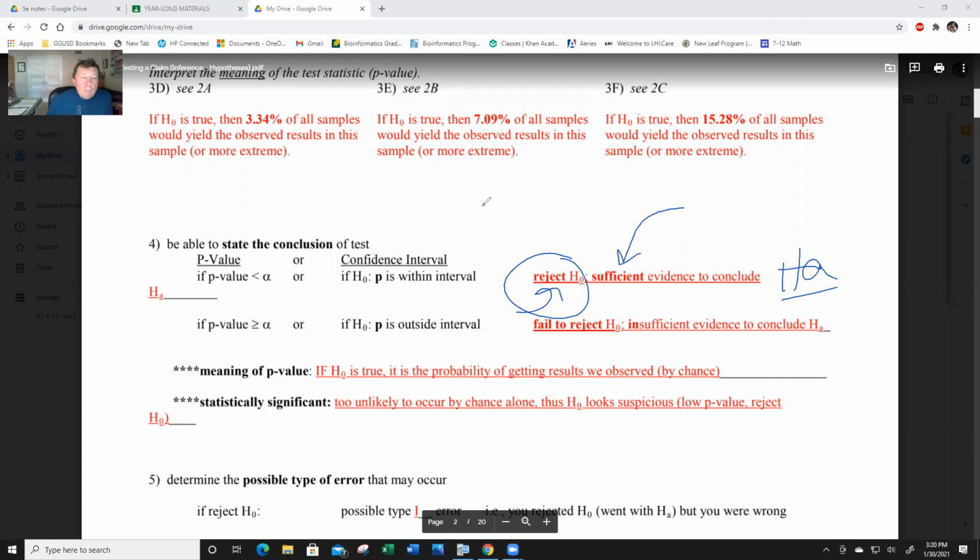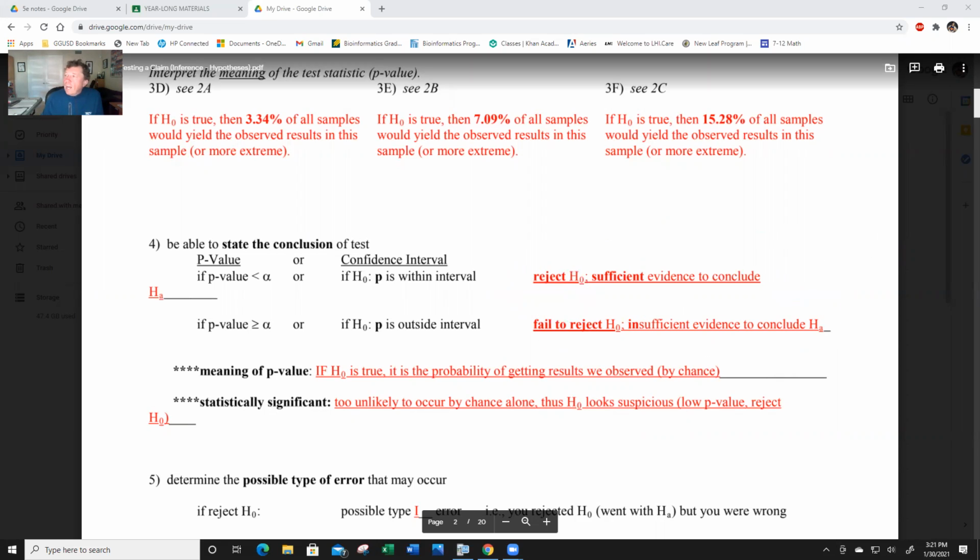Now, if the p-value is greater than alpha, you will just say fail to reject H0. You're not going to accept Ha. You're going to fail to reject H0. And then you're going to say there's insufficient evidence to conclude Ha. And you're going to write Ha in context, not just Ha, right, in context. So get those sentence frames down.